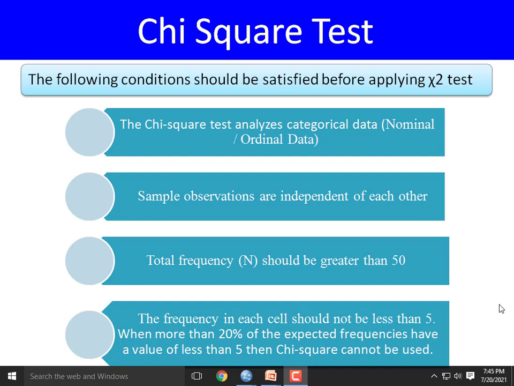The chi-square test analyzes categorical data, that is, data should be nominal or ordinal type. Second, sample observations are independent of each other. Third condition, total frequency, that means the total number of samples, should be greater than 50. Fourth, the frequency in each cell should not be less than 5. When more than 20% of the expected frequencies have a value of less than 5, then chi-square cannot be used.